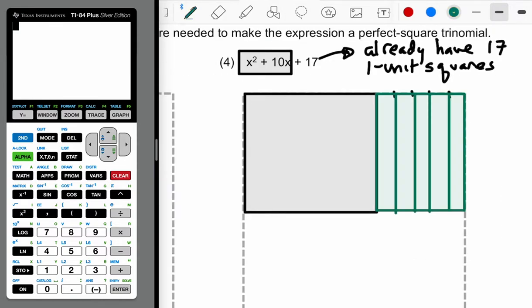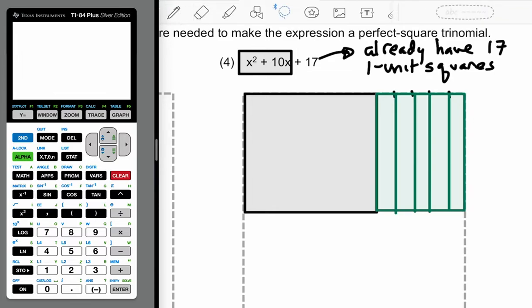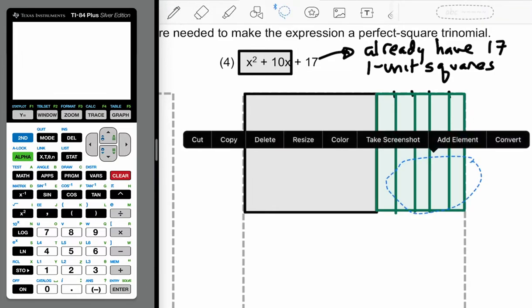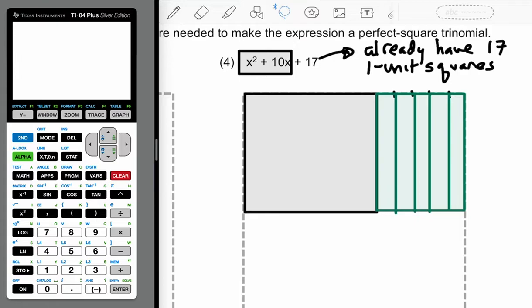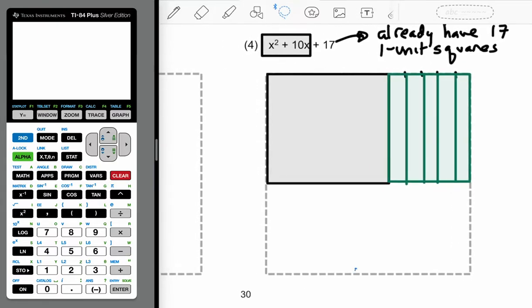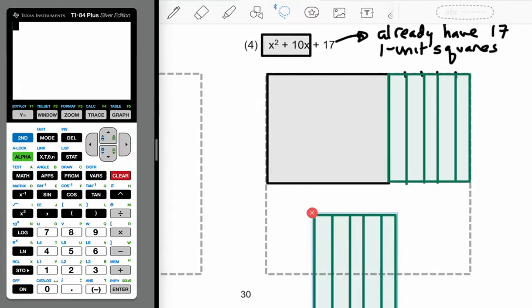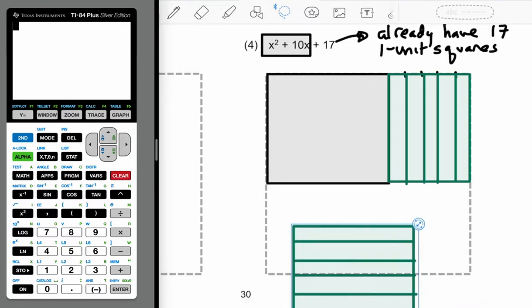X that needs to be split among the 2 regions. So 5 x's on the top right. So I'll need 5 x's on the lower left. So I'll do a quick copy paste job. We know we already have the 17 1-unit squares. We kind of just keep that in mind. All right.